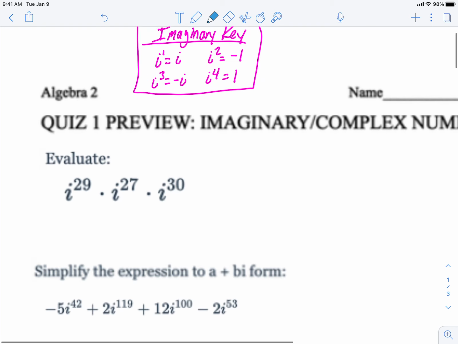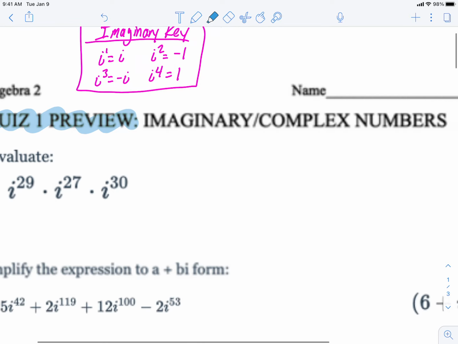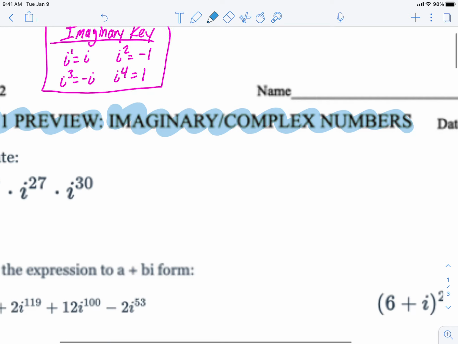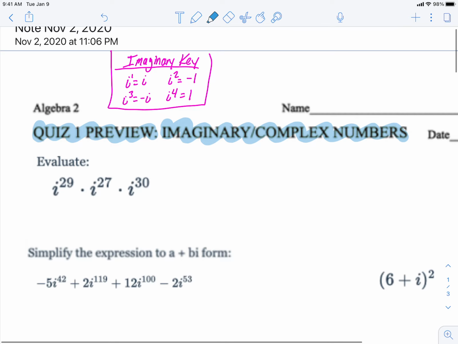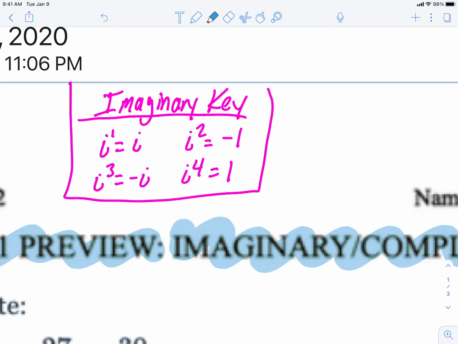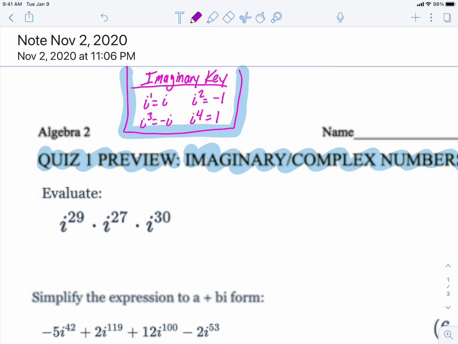So once again, this is called Quiz 1 Preview, right? Imaginary/complex numbers. Okay. So, first thing I'm sure you guys noticed is my imaginary key. This imaginary key is very important, okay? So we need to have it. So make sure that you copy it down on your notebook or on your paper because we're going to use it. We're going to use it a lot for these types of problems, right?